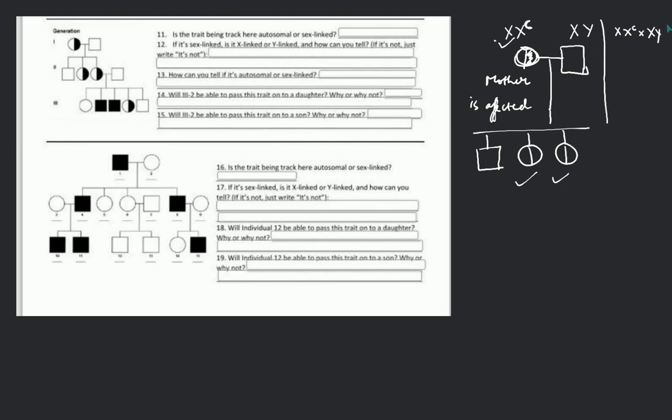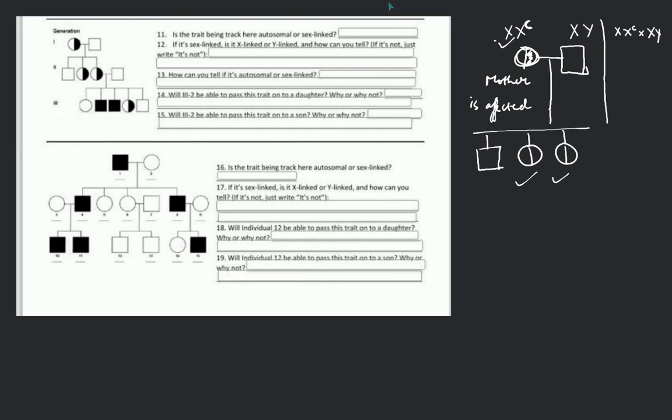So the question is, if it's sex linked, is it X linked or Y linked? And how can you tell? So it is an X linked disease because it is being transferred from mother to the daughters, since the Y chromosome is not being involved. Both the males in this family are completely safe.